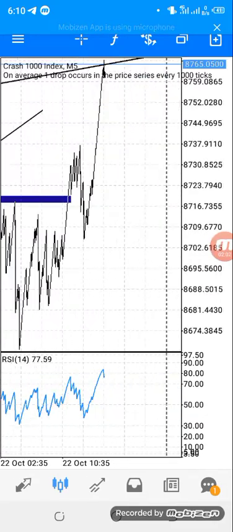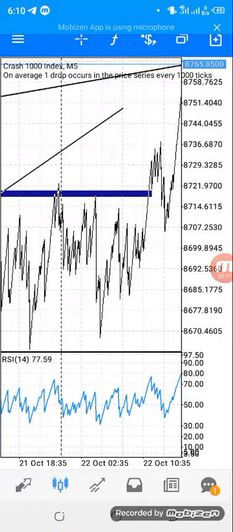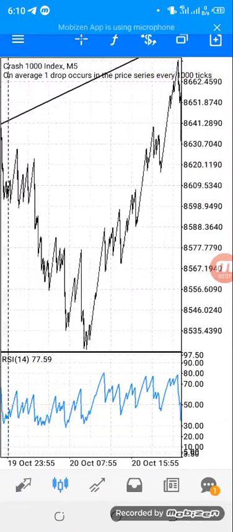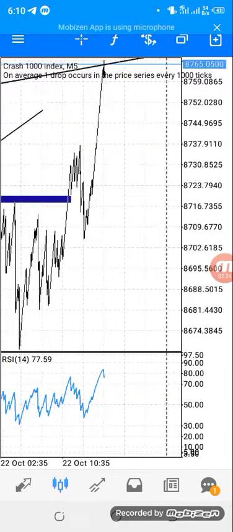We have selling zones that can be resistance to buying. That is one zone right here, and we have another zone right here, and another zone right here. Then when you're spotting zones, let me just flip the screen a little bit like this.